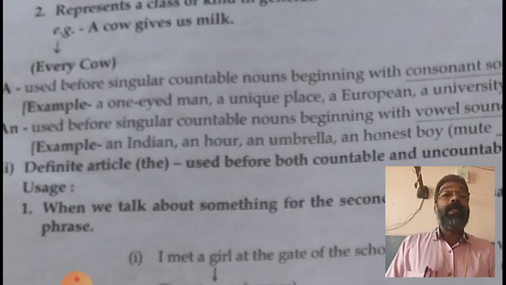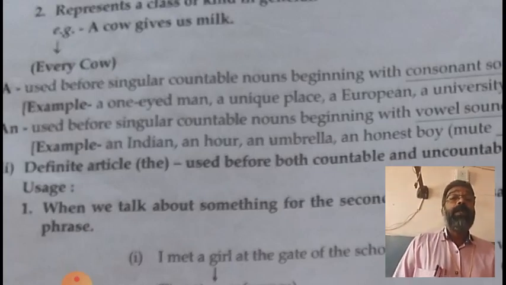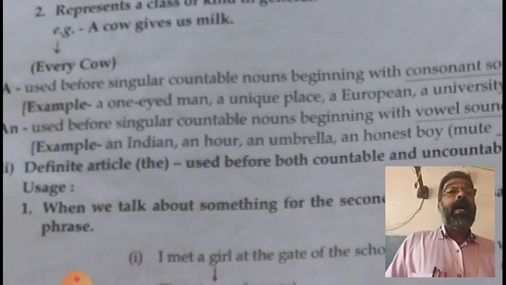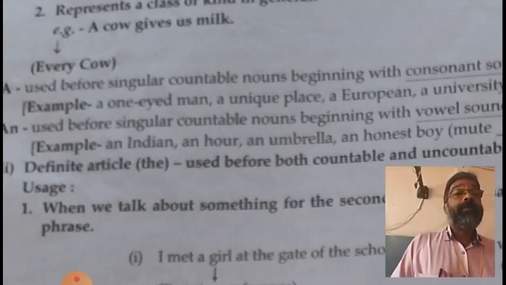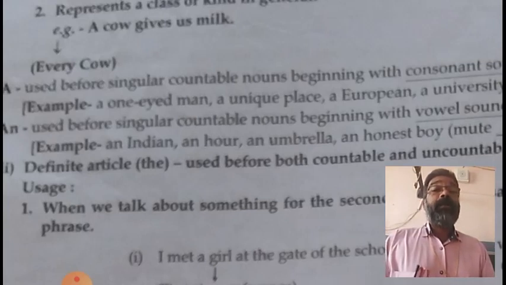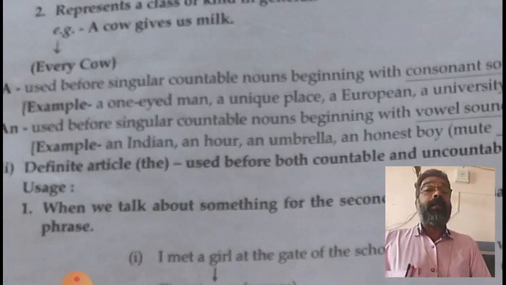Here you see the word begins with H. H is a consonant letter, but here H is silent. So the next sound is our, a vowel sound. So instead of a, we use an. An umbrella, an honest boy, etc. Now the use of the definite article the.